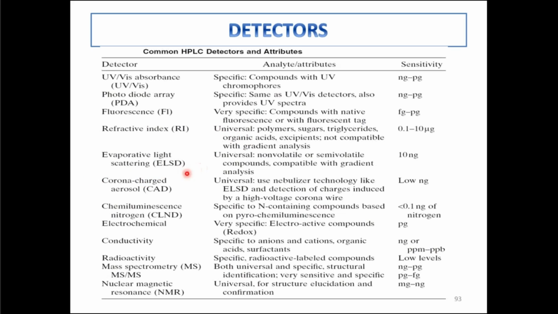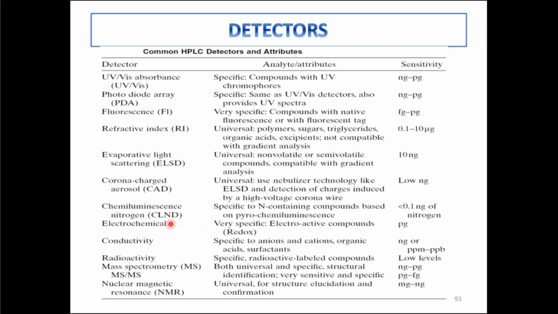And then you have the ELSD detector, that's the evaporative light scattering device detector. This is also a universal detector. It is used for non-volatile or semi-volatile compounds, compatible with gradient analysis, showing high sensitivity. Corona charged aerosol, this we will not be covering. These are all very specific detectors. It's a universal detector, but not used commonly because these are very expensive detectors. So it is used only for specific analysis by specific labs dealing with such analysis.